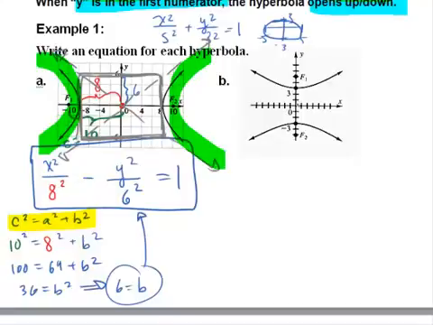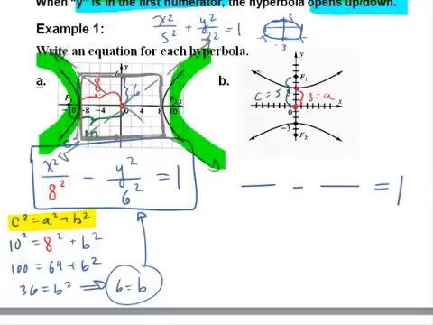So let's look at our next one. We're also centered at 0, 0. The distance from the center to our first arm here is 3 units. And then to the focus from the center is 1, 2, 3, 4, 5 units. So we know C, we know A, we don't know B. So we're going to have something minus something equals 1.